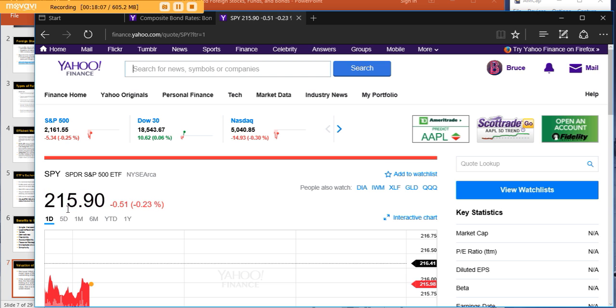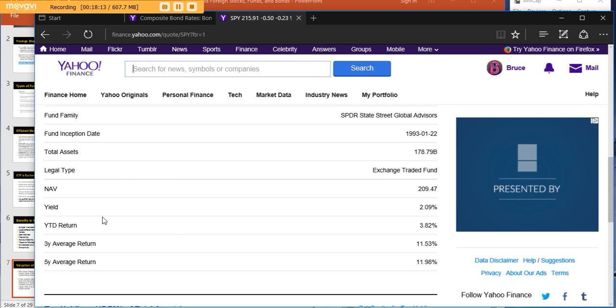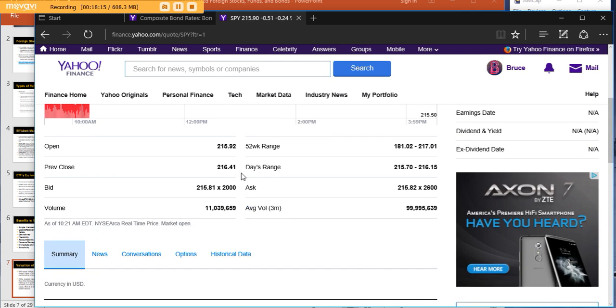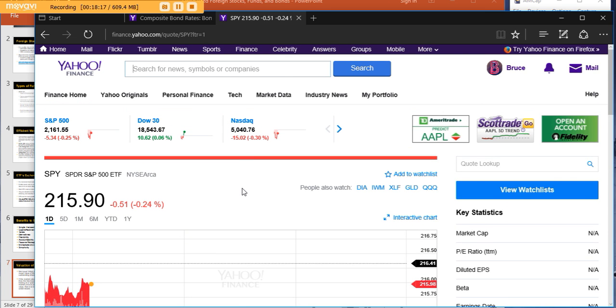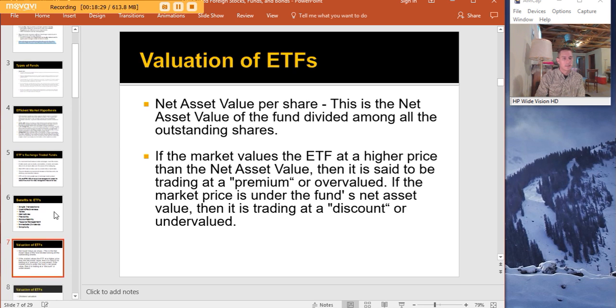So would you buy it? And the answer would be no, because we think it's worth $209, but you can buy it for $215. You wouldn't do that because it's overvalued. The actual price of what you can get it for is more than the intrinsic value. So in a nutshell, that's how you evaluate ETFs.